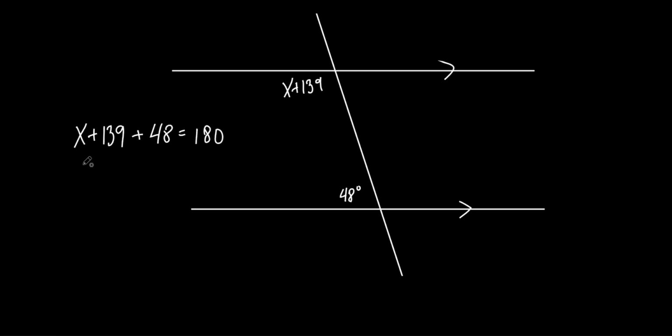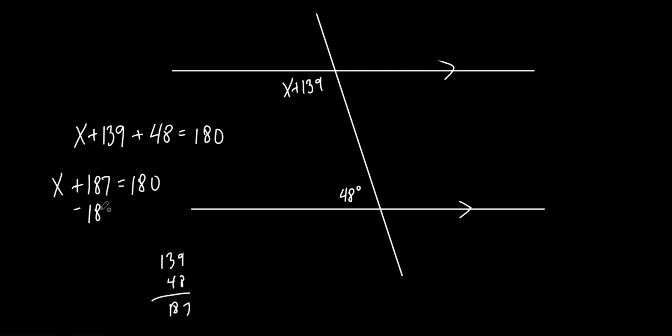All right? So I've got x plus, what's that? 139, 48. What's that? 187? Yeah, that's 7. That's an 8. 187. So 139 plus 48 is 187. I just added like terms. That's equal to 180. Now what do I do to get x by itself?